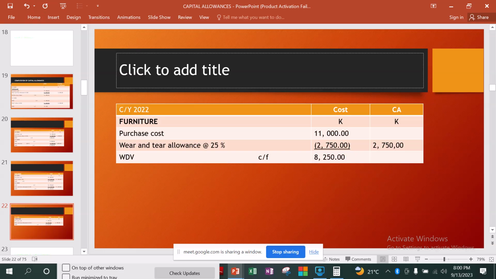So not to belabor you too much, I want to take you bit by bit. So the next time we meet, we're going to look at implements, plant and machinery, but from a situation where we have divided use. In this particular example, we have assumed that these assets were used exclusively for business, but there are certain instances where you use an asset for both business and private use. So that's what we're going to see later on.